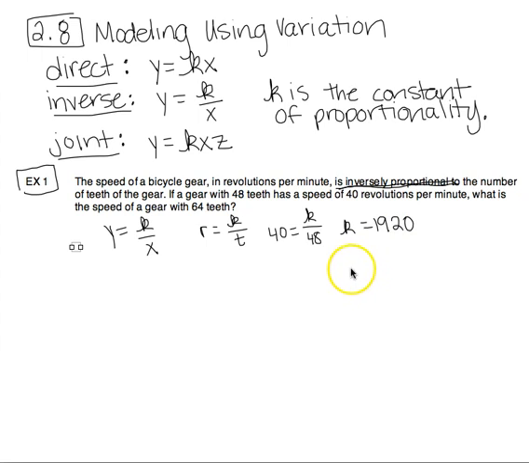You have to know K in order to be able to figure out what one variable is based on the other. So now it says, what is the speed of a gear with 64 teeth? So that means K has to equal 1920, because that's our constant of proportionality. Constant meaning it's going to be the same for any amount. And then we put 64 down in the bottom. So then we take 1920, divide it by 64, and we come up with our final answer.